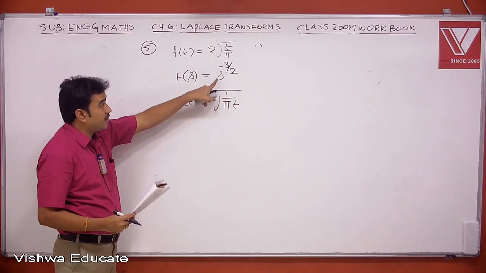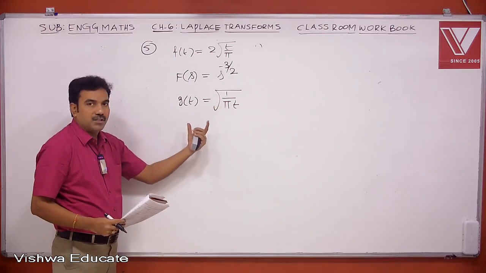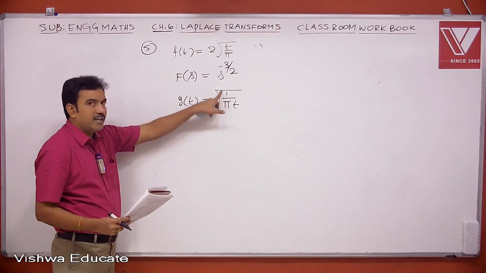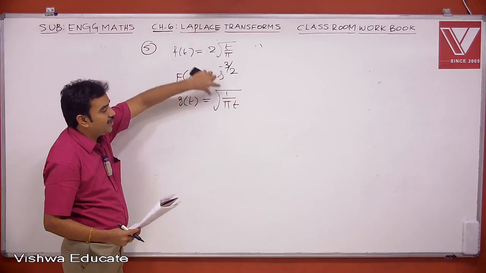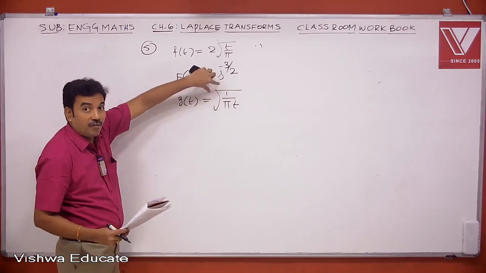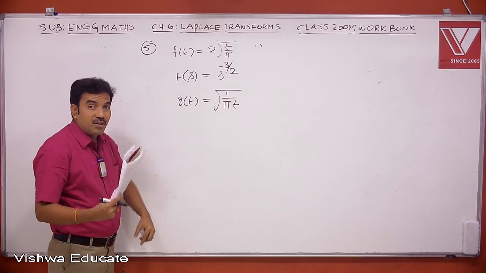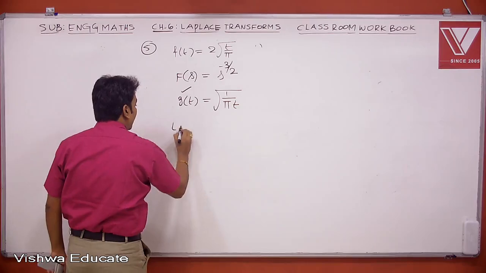Even it is given, this is s power minus 3 by 2. So they were asking to find the Laplace transform of this function. That means we need to check the connection between f of t and g of t. So when you divide this function with t, you will get this f of t by t. Then you can go for division by t. Even without this, the problem can be handled very easily. We can do it directly.